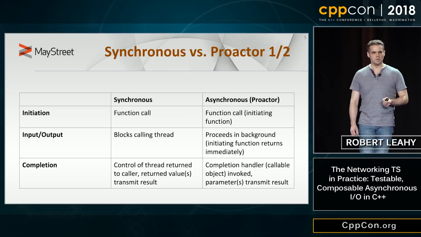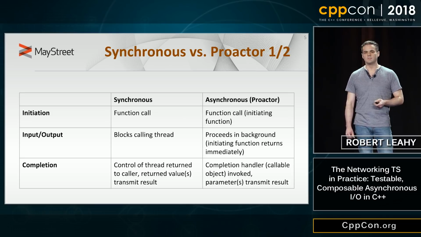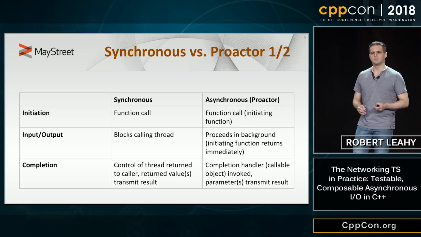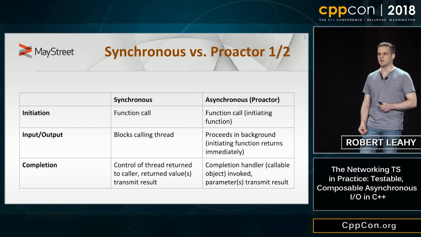In the asynchronous world, in the Proactor, however, we diverge. The initiating function, as implied by the name, does nothing more than initiate the operation and then promptly return. The actual I/O proceeds in the background. When it comes to completion, synchronous operations have a nice symmetry. Because they maintained control of the thread, they didn't return from the function, they have a ready channel for transmitting the generated values back to the caller.